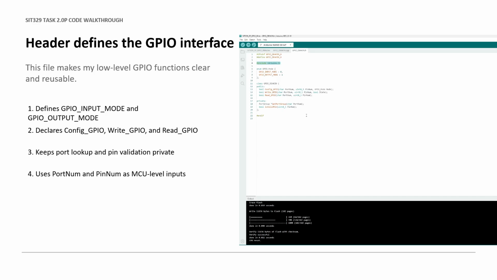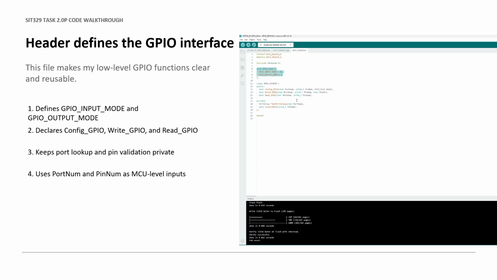Next, I defined an enum called GPIO mode. GPIO input mode is 0, and GPIO output mode is 1. I use an enum so the function calls are clearer and I do not need to pass unclear magic numbers into the code.